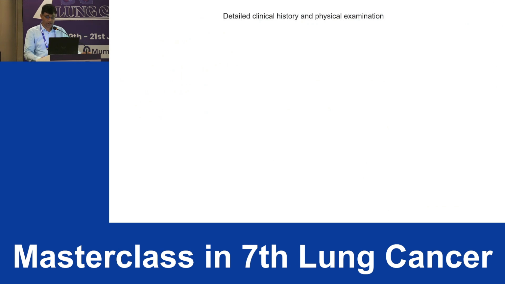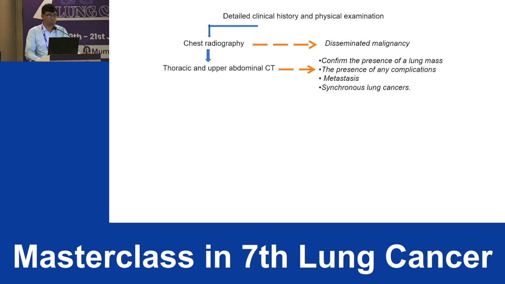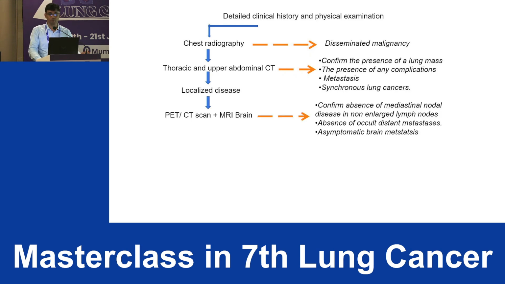So if we want to summarize the staging, we need a detailed clinical history, physical examination, and chest X-ray to rule out whether there is any disseminated malignancy. Thoracic and upper abdominal CT will confirm that there is a lung mass, whether there are any associated complications or any synchronous lesions. Once the disease is localized and we want to treat with curative intent, we have to do a distant metastatic workup with PET-CT plus MRI brain to confirm whether there is any occult or asymptomatic metastasis in the brain.